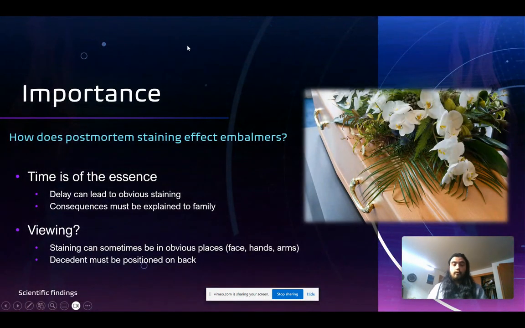So why is this important for embalmers to understand? Why is it important for us to understand why postmortem stains can affect us? So there's two different factors here. One is time is of the essence. So in other words, what that means is we are unfortunately on a clock.